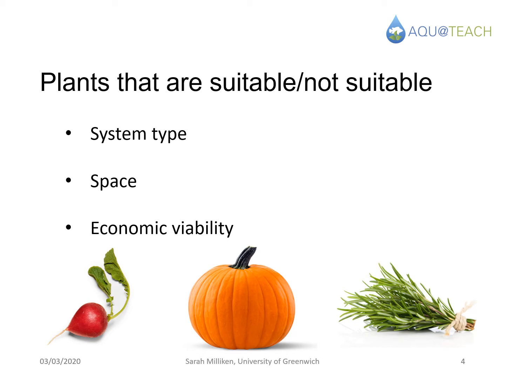Root crops can be grown successfully in deep media beds, but not in other types of system. Crops with a low market price, such as radishes, are not cost-effective to grow. Vining plants, such as squashes and pumpkins, require a large amount of space and again may not be a commercially viable choice. And some plants, like rosemary, simply do not do well in a watery environment.